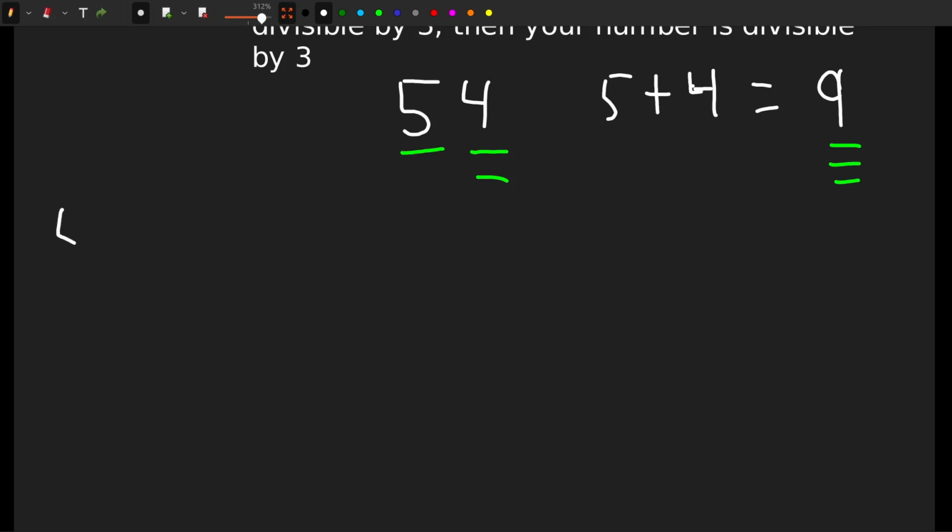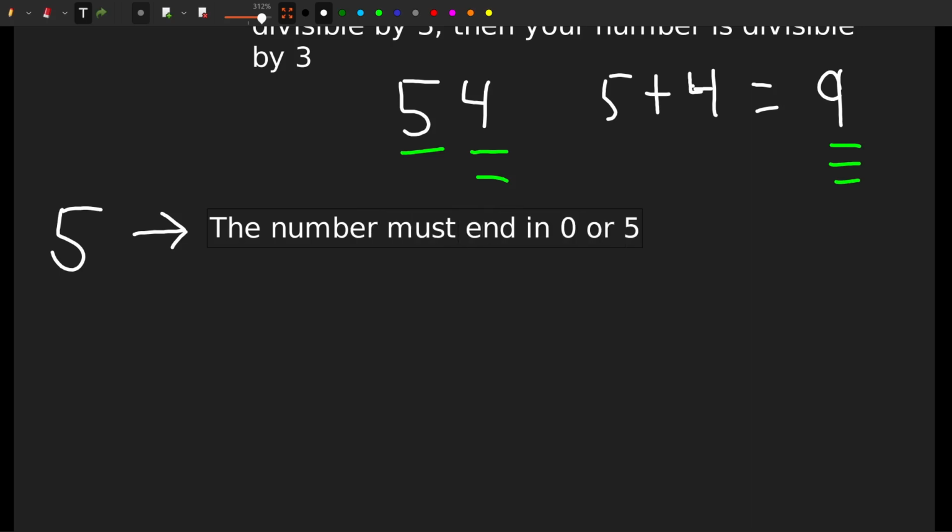But for 5, if you want to look at tips or tricks for 5 now, the number must end in 0 or 5. So 5 is a factor if the number you're working with ends in a 0 or 5. So 54 in our example is not divisible by 5 because it doesn't end in a 0 or 5. However, 5 is a factor of the number 70 because it ends in a 0 or 5. Likewise the same thing for 75, so on and so forth.